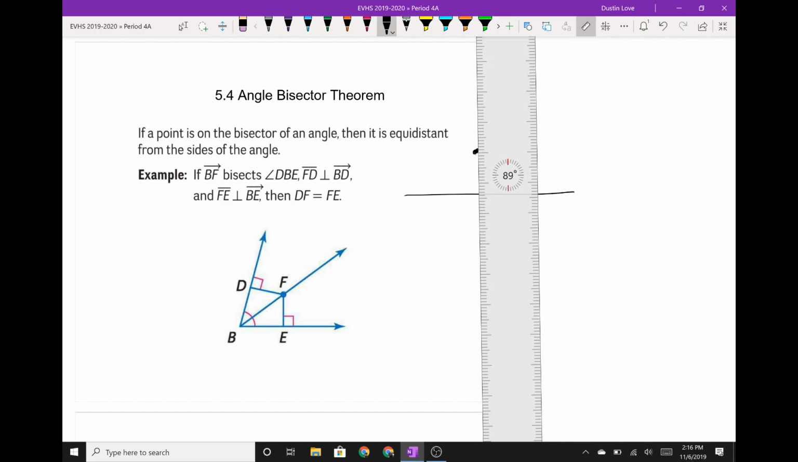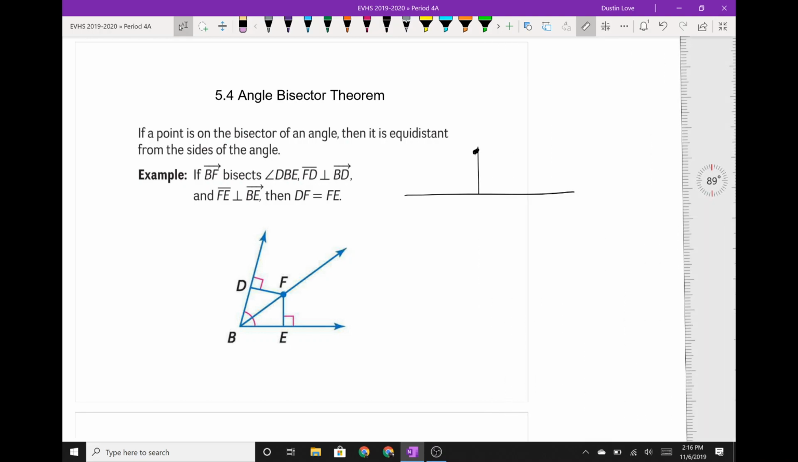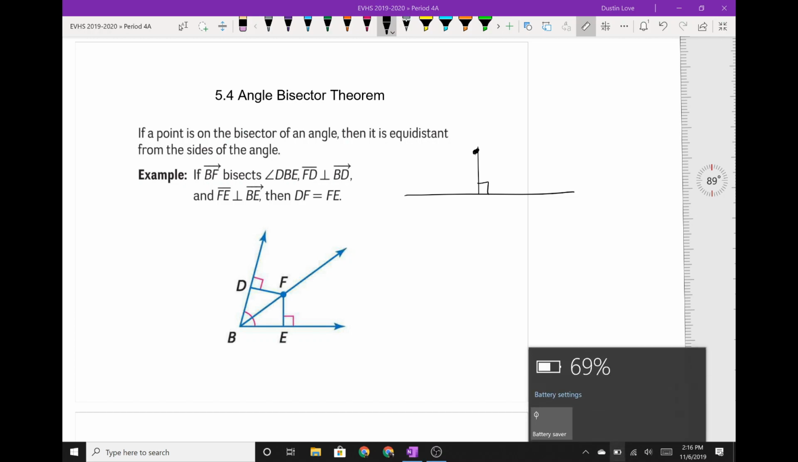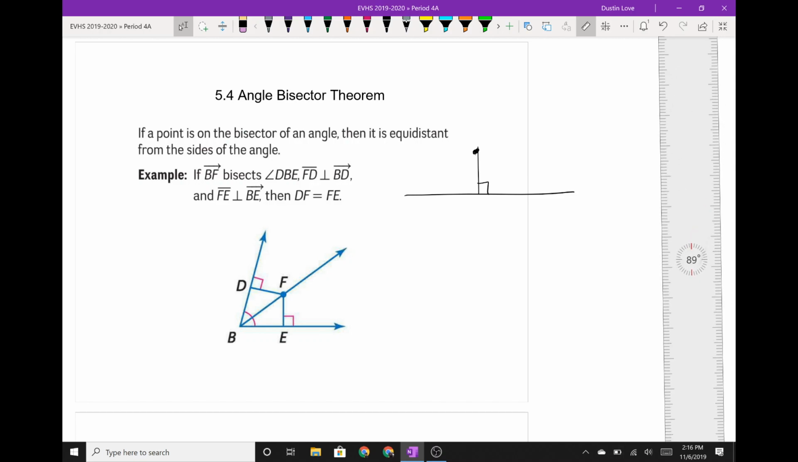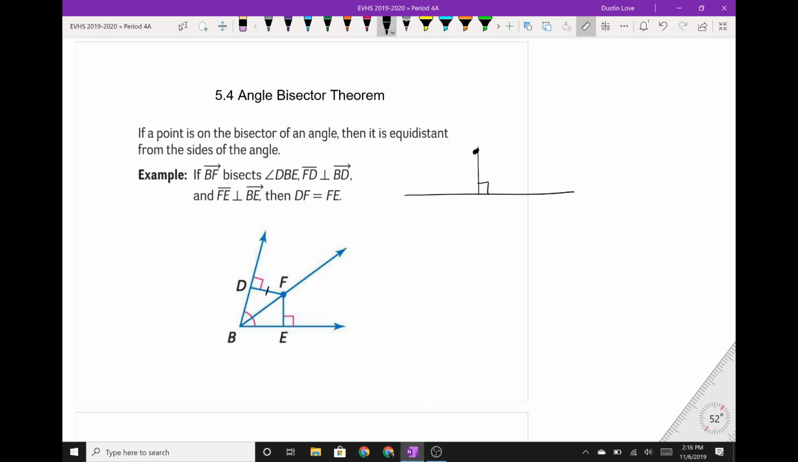Come on, guys, y'all know this. You always measure perpendicular to the line. Because this isn't level. Come on. Give me a break. I swiped a line across. There is 1 degree off. Remember, we always assume the stuff I draw is perfect. Okay. So, it's equidistant from the sides of the angle, meaning that here FD and FE are congruent.